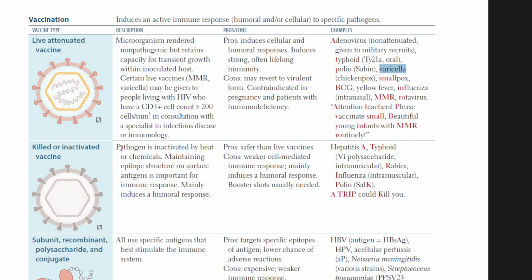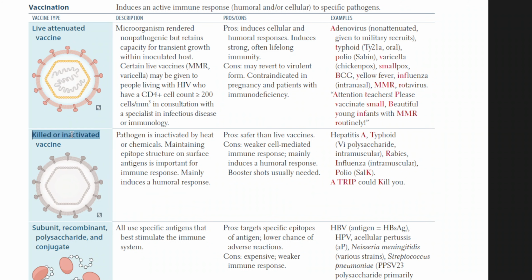So let's jump into the next group. It's going to be killed or inactivated vaccine. The pathogen is inactivated by heat or chemicals. Maintaining the epitope structure on the surface antigen is important for the immune response, and these mainly induce a humoral response. So the pathogen is inactivated by heat or chemicals, but they maintain the structure for producing immunogenicity.